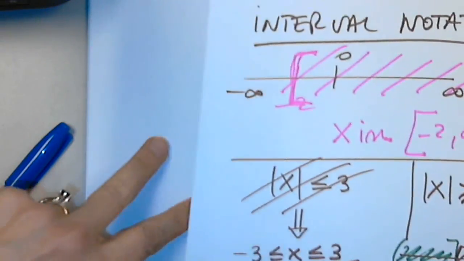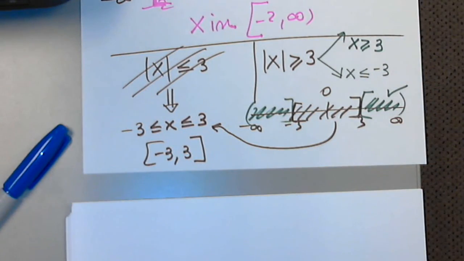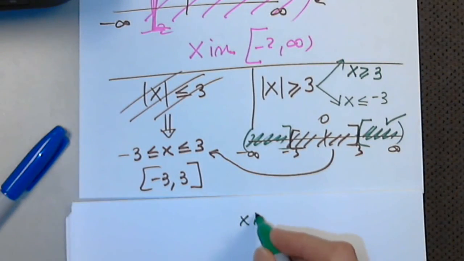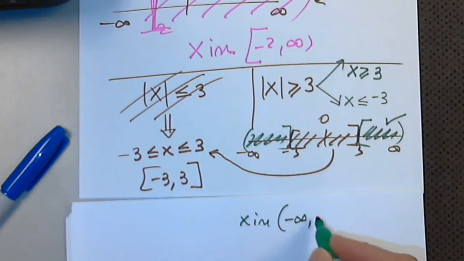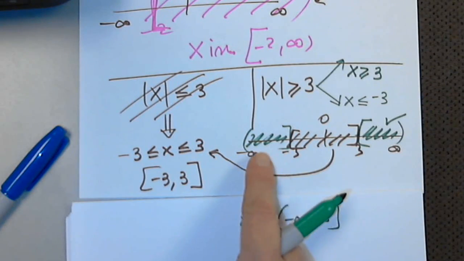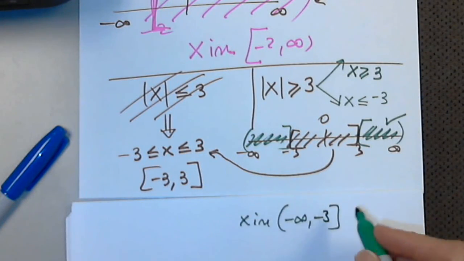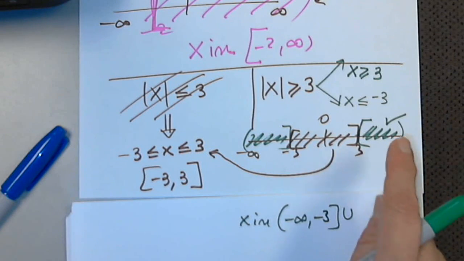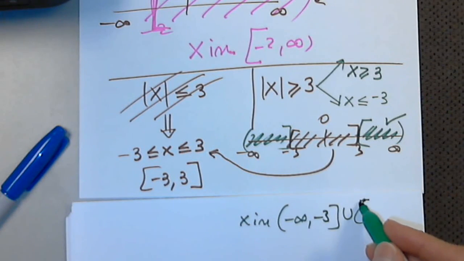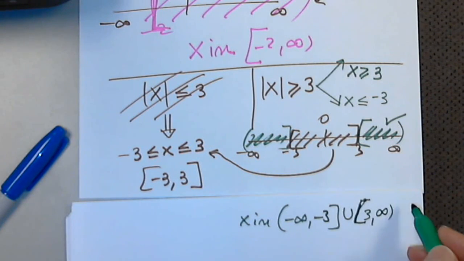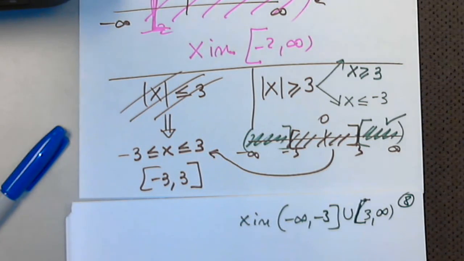That's the only way. So then the solution for the second one will be x in the interval negative infinity to negative 3, this interval, union this interval, 3 comma infinity. So let's illustrate with examples.